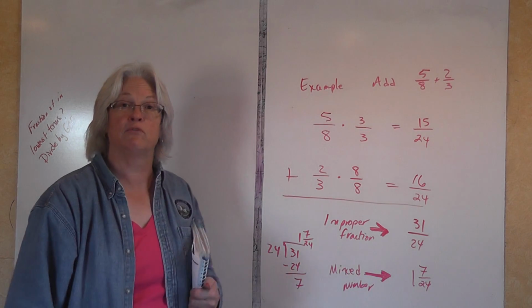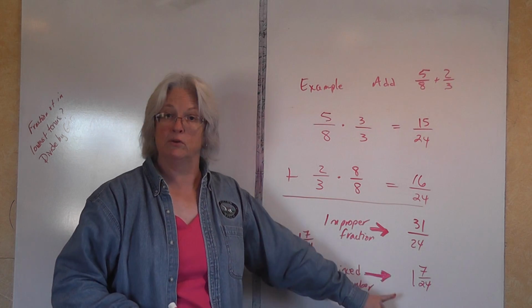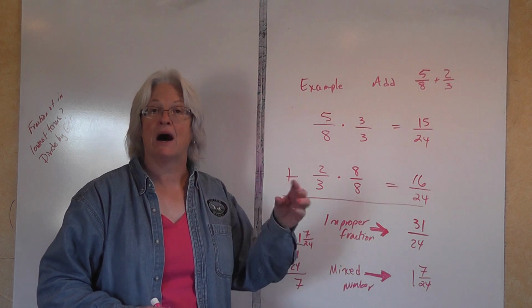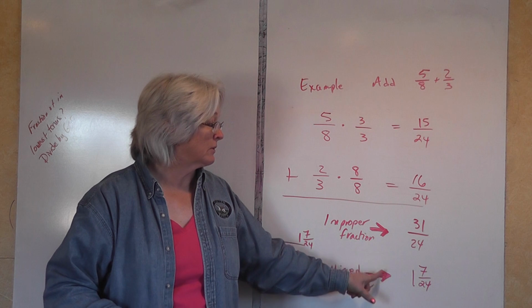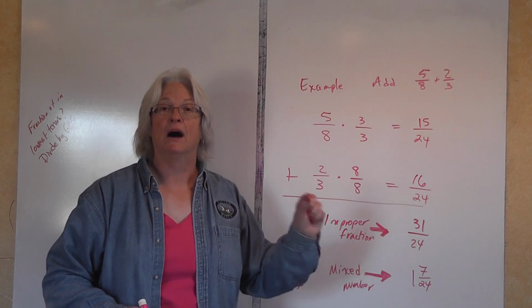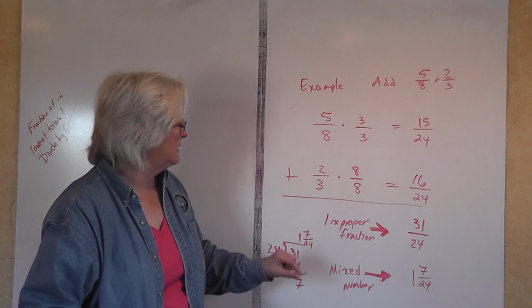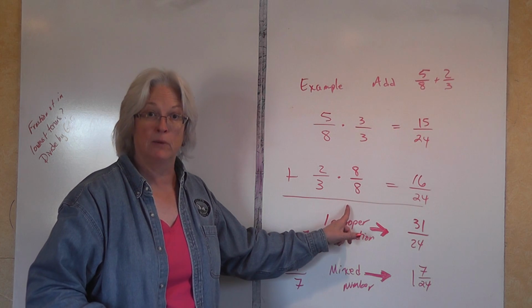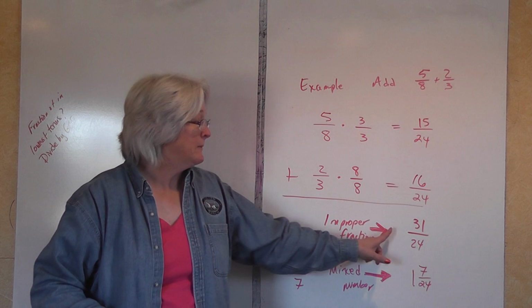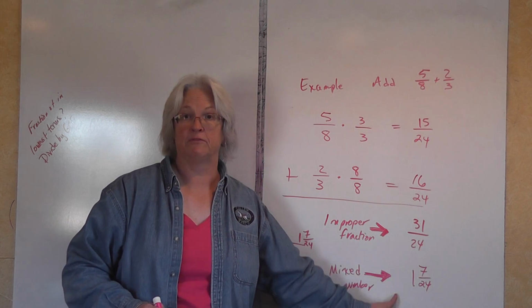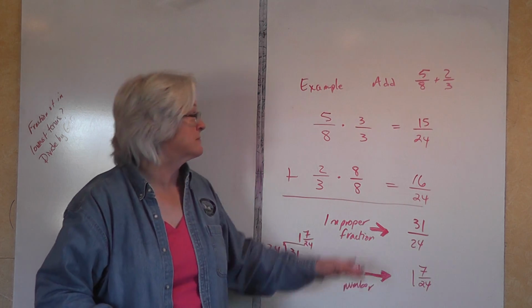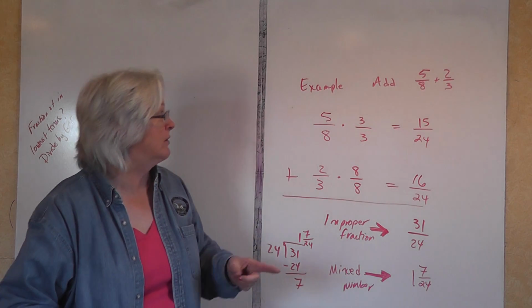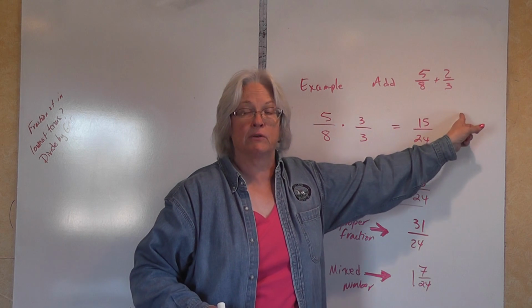These both have the same value. Both of these are reduced to lowest terms. They have the same meaning. I accept either of these answers unless it specifically tells you, give me a mixed number or give me an improper fraction. Because both of these are equivalent values reduced to lowest terms. So that's an example of how you would add two fractions together that have different denominators.